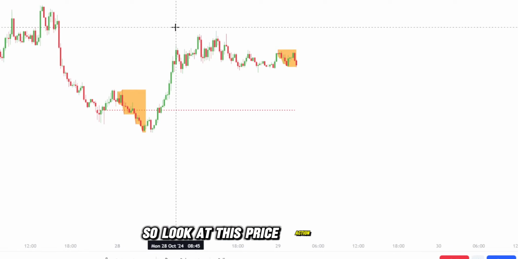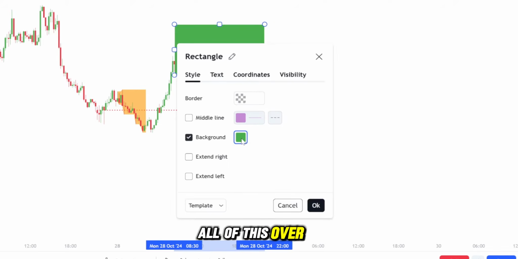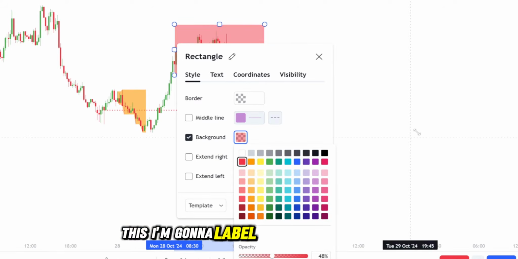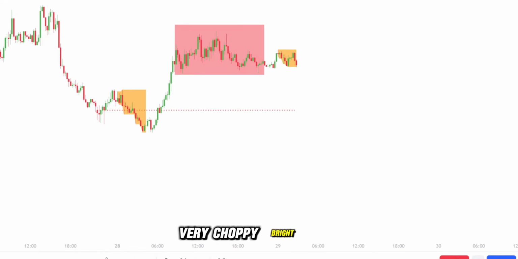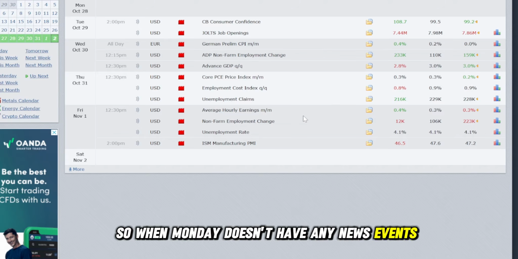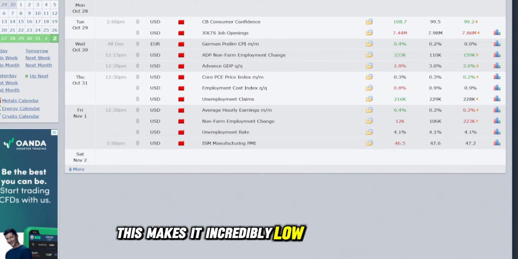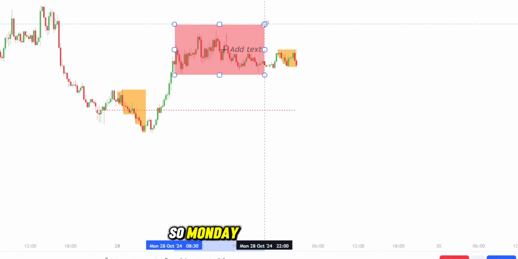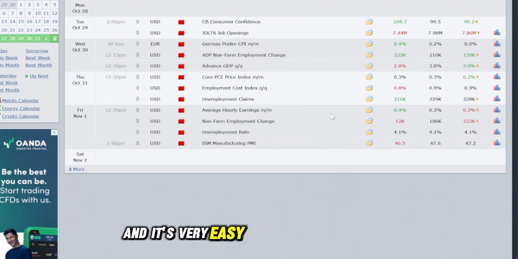Look at this price action over here, all of this. I'm going to label this in red because it's very, very choppy price action, and this corresponds with Monday having no news. When Monday doesn't have any news events, this makes it incredibly low probability. So Monday was a day to avoid, and it's very easy for you to systemize this because there's no news and it's a Monday.